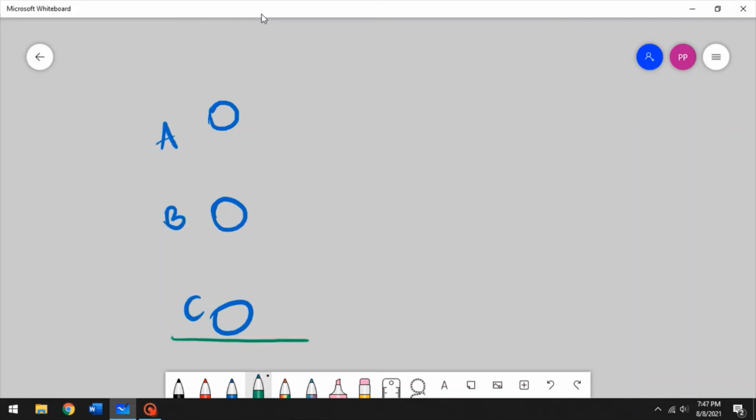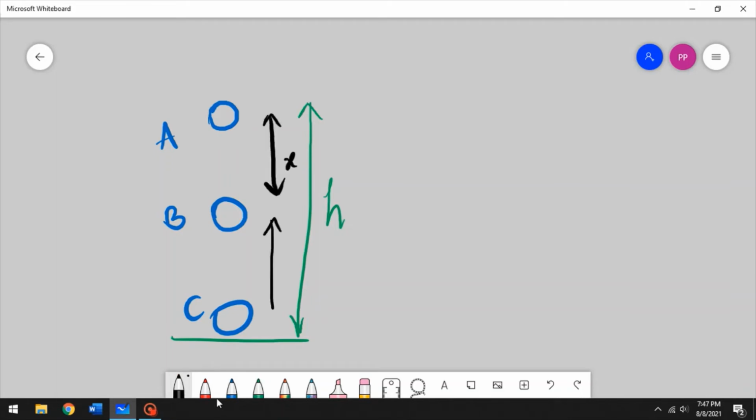The whole height is h. If the complete height is h, and if this is x, what is this? Think about it. This is h and this is x. What is this? h minus x, right? So AC is h, AB is x, BC is h minus x. So at point A, let's say at A, potential energy is m.